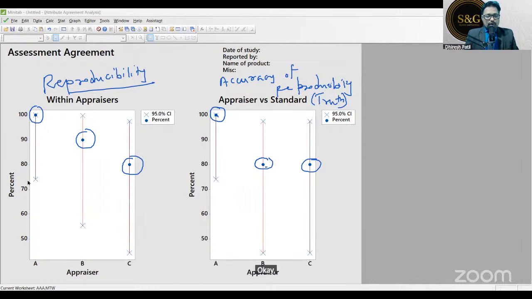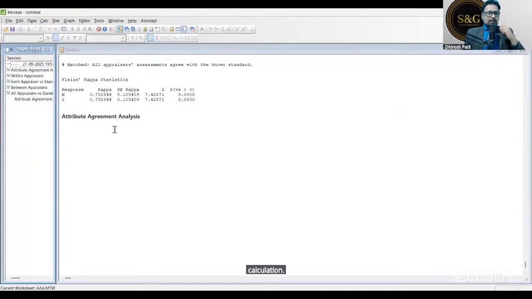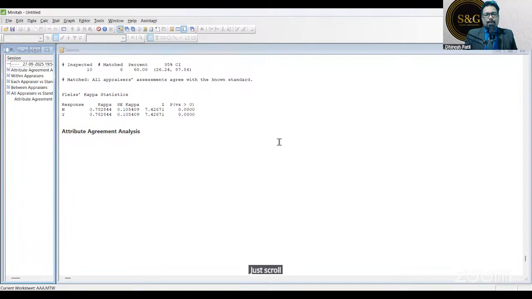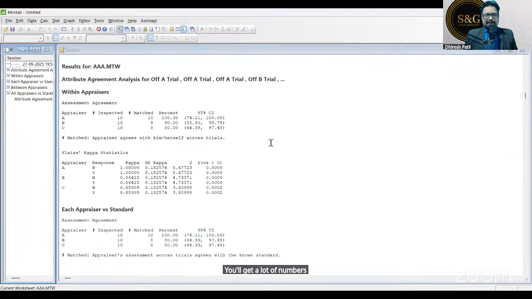Okay. Now, where do we get the statistics? Just click here. Okay, just see my cursor. So this is the session window where we will get all the statistics. There is one value we get, which is the kappa value. Okay. So we'll click on that statistical calculation. So we'll get this window. Just scroll a little up. You'll get a lot of numbers and statistics, etc.